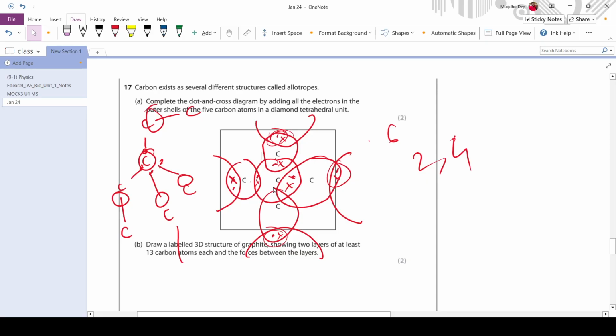It's like, what can I say? It's a part of it. It's like a photograph of a big tetrahedral unit, a small part of a big tetrahedral unit. Did you understand?